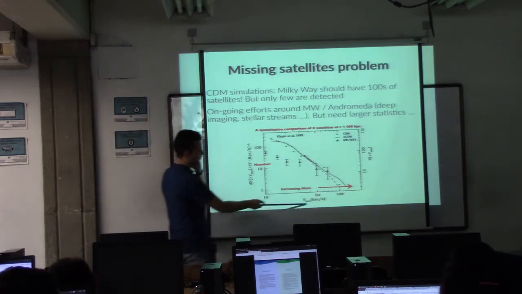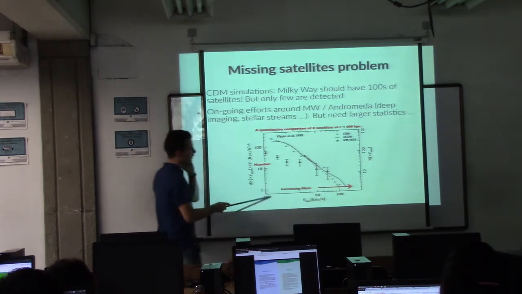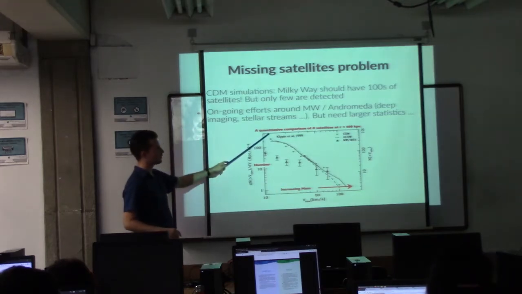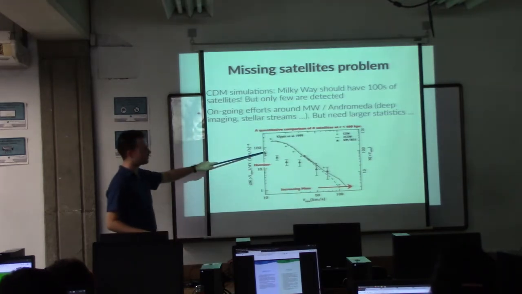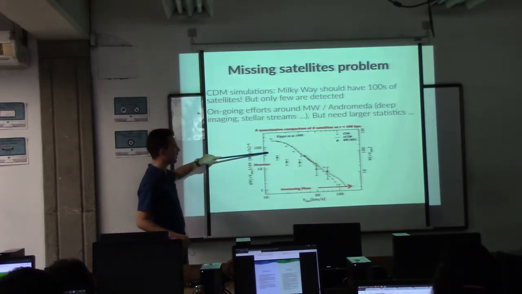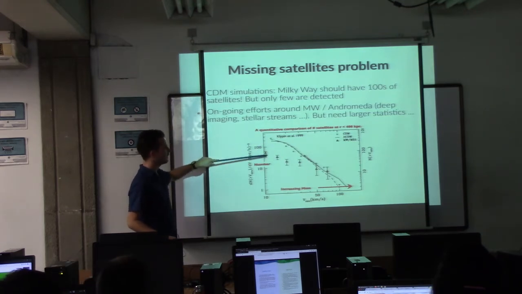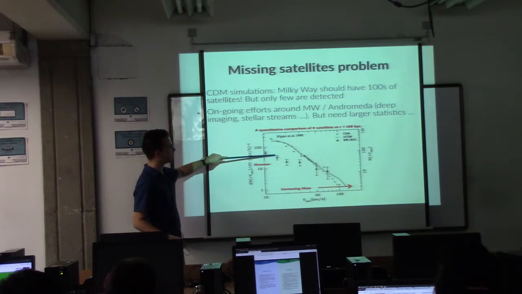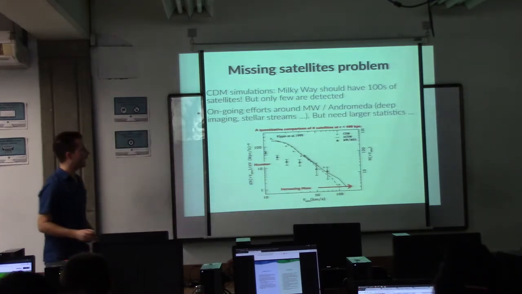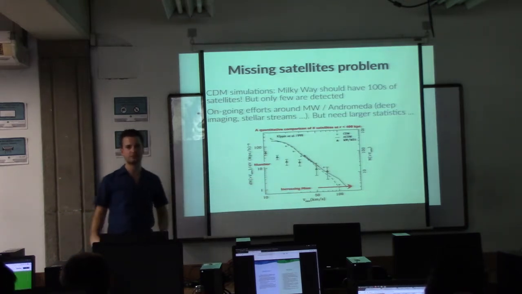Take this as the mass of a satellite. This is the number of satellites we have. This is the prediction from cold dark matter theory. These are the observations. And we are pretty sure we found all the massive satellites. Now it's about the less massive ones. But the discrepancy here is, for example, we found 30 here, we expect 200. This is a factor of 10 discrepancy. And yes, we found more since 1999. I mean, it's been 20 years, but it's not that great.